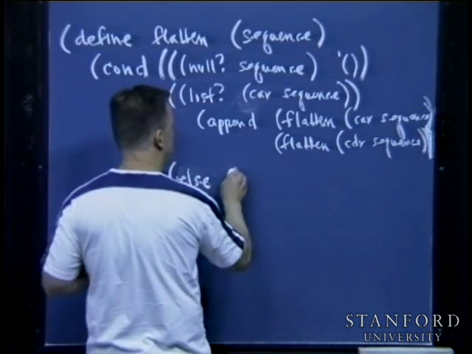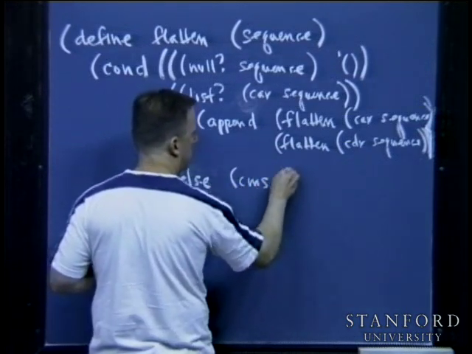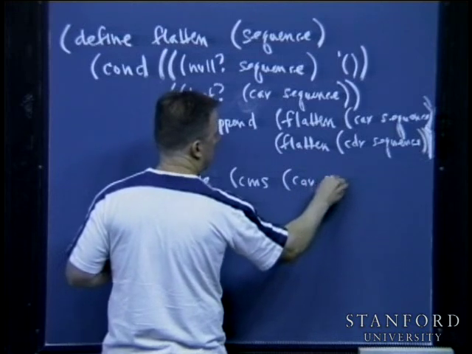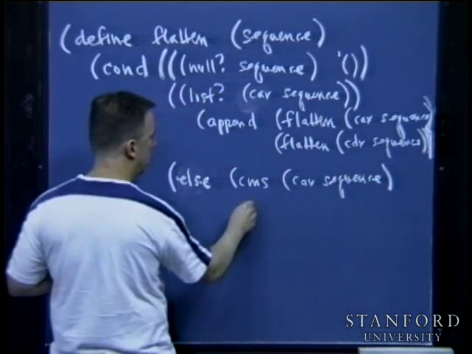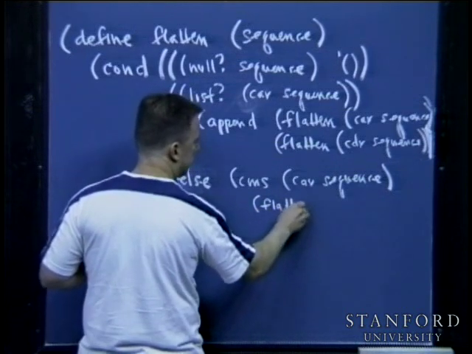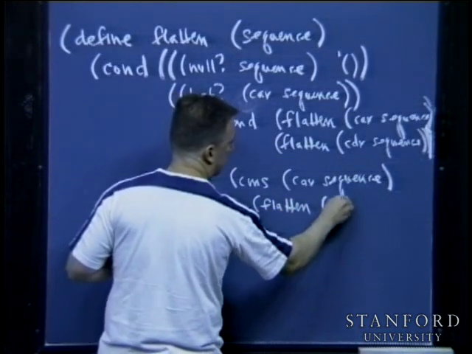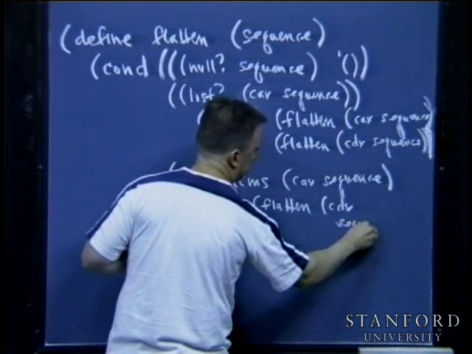And what you would do is you would cons the car of the sequence, which requires no flattening because it's not a list, to whatever you get by flattening the cdr of the sequence.